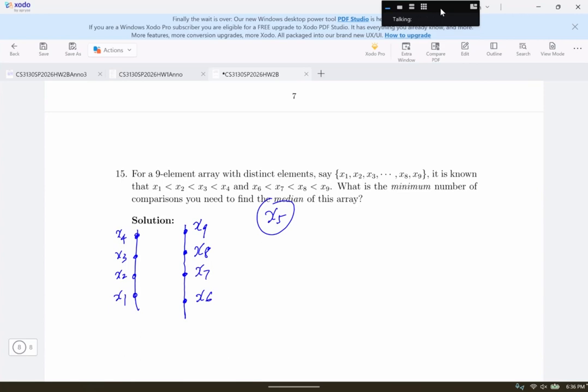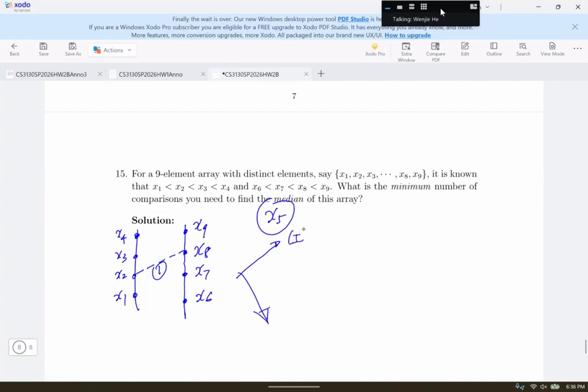First, we compare X2 and X8. Although you have many different ways, this way we try to balance. Based on experience, this is a balanced way. So this is our first comparison. First comparison, then there are 2 cases.